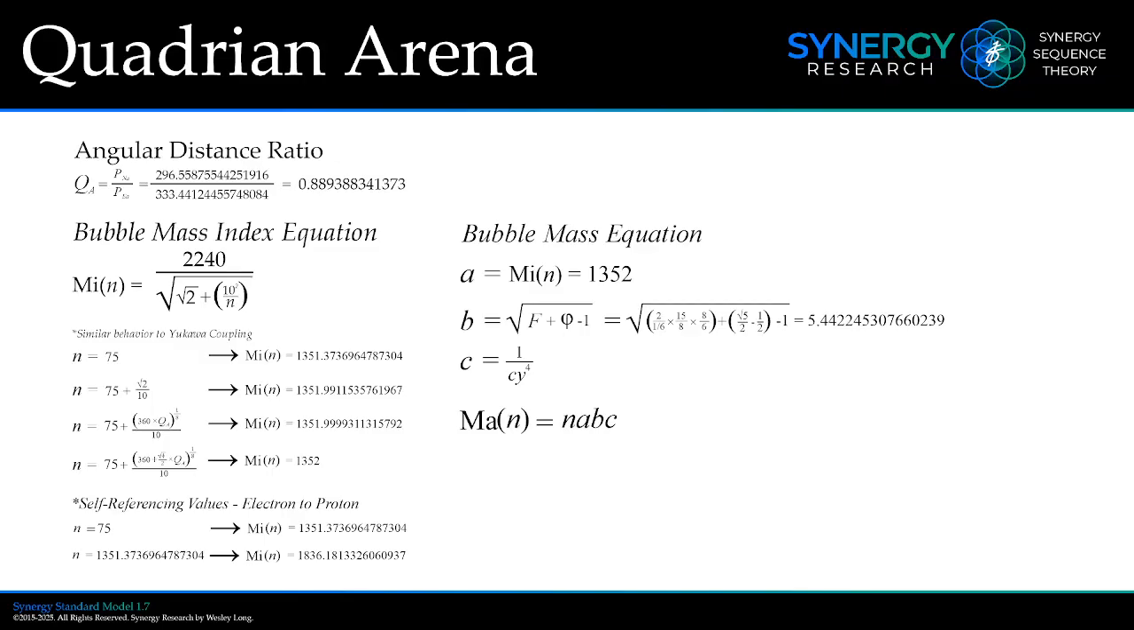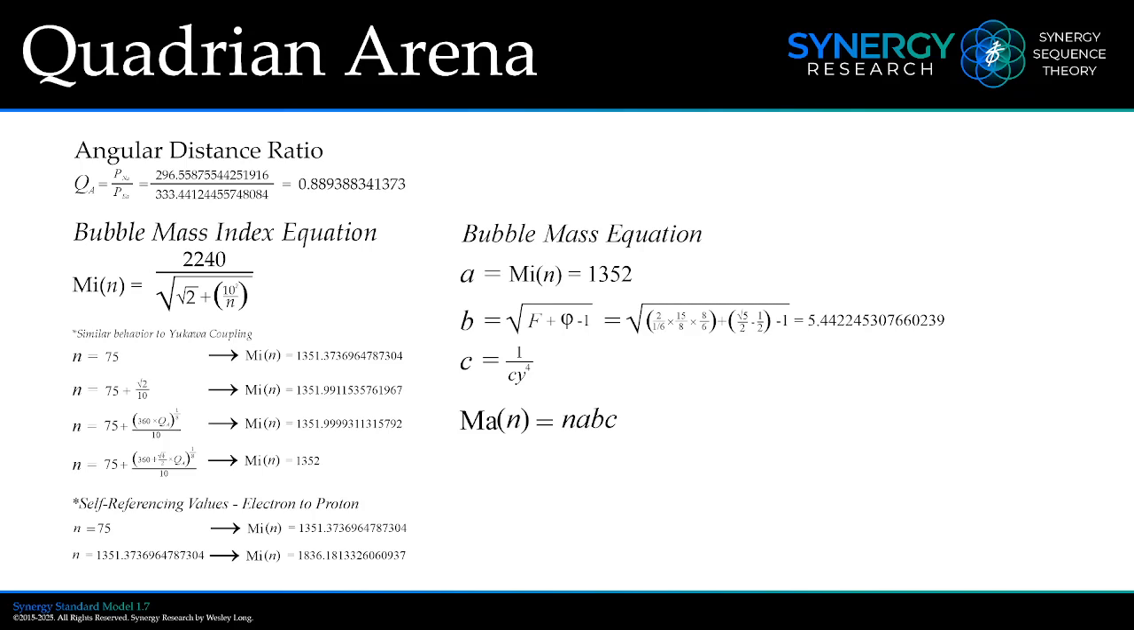Now the right side introduces the bubble mass equation, which brings it all together. MN equals A times B times C, where A is the bubble mass index, MIN equals mean 52, and B is a composite square root involving symbolic constants like F and golden seed components.